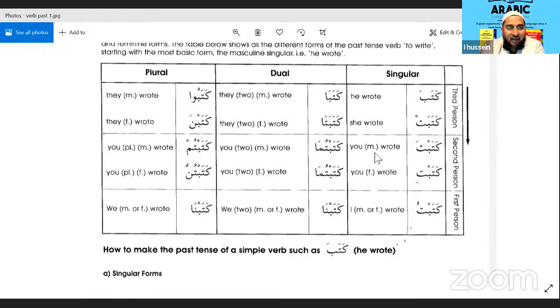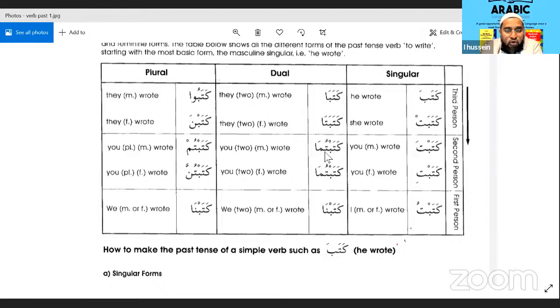Yes, yes. And then as I'm talking to you, so you're a female, so I will talk to you, katabti, you wrote, for example. Okay, okay. So is that clear? Yes, that makes sense, yeah. So katabta means you wrote. Yep. So we add the ta with a fatha, and the letter before the ta is with a sukun. Katabta means you wrote.